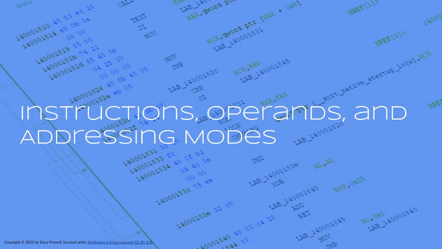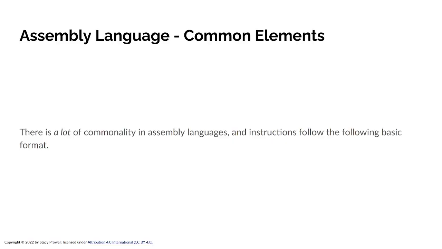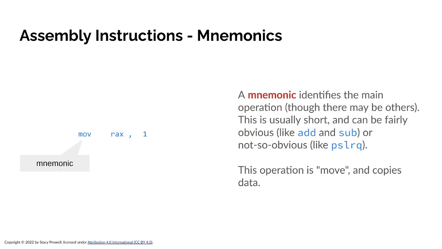Let's talk about instructions, operands, and addressing modes. Now we're actually getting into the nuts and bolts of assembly. A lot of commonality. They follow the same basic format. You've got a mnemonic. In this case, it's mov. Move is the most common mnemonic you will encounter in programs that you look at, period. Move is going to show up all the time. What move does is it copies a value. In this case, it copies the value 1 and puts that value in RAX. So after this instruction executes, RAX, a named register, named storage in the processor, holds the value 1.